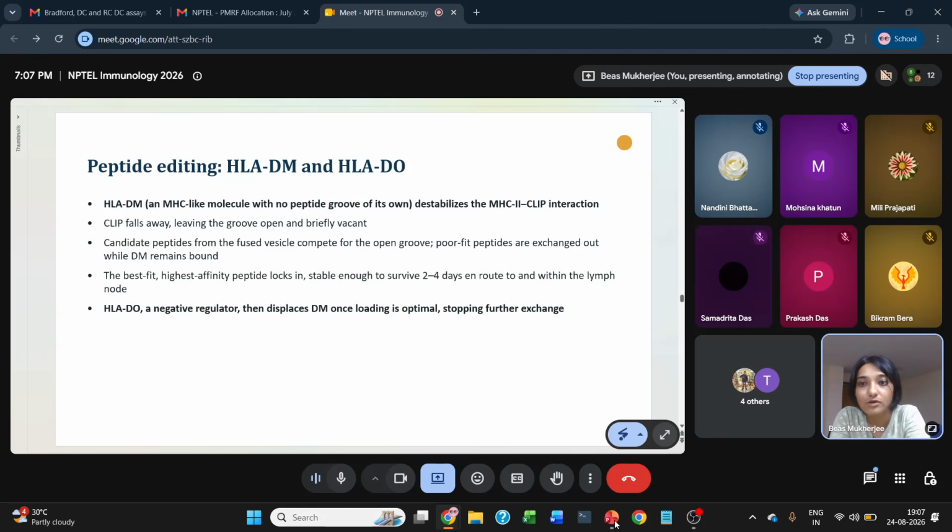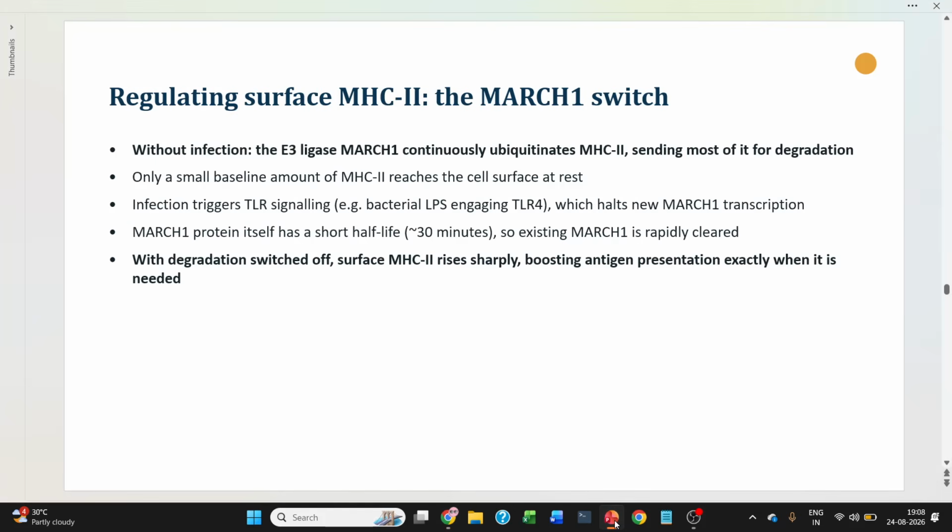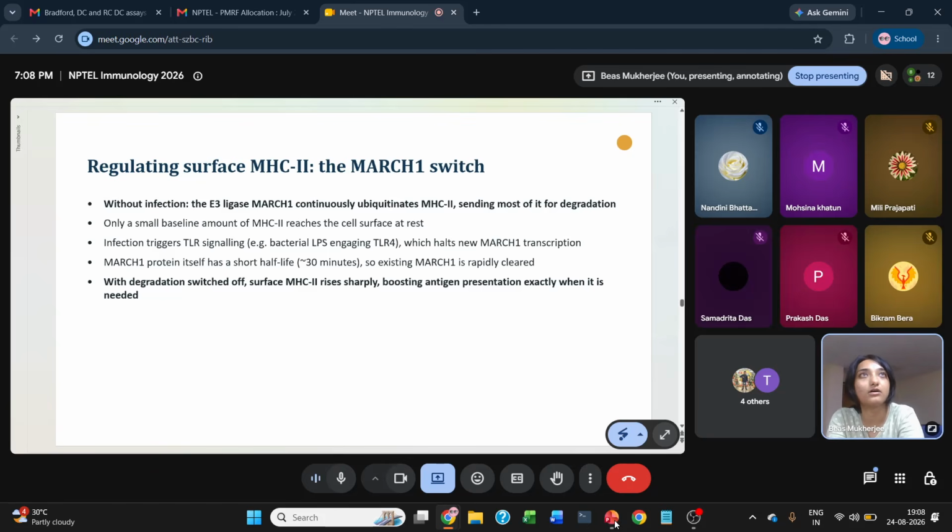Now the best-fit, high-affinity peptide locks in, and it is stable enough to survive for 2 to 4 days en route to and within the lymph node. So HLA-DO is a negative regulator that displaces DM once the loading is optimal, stopping further exchange. Okay, that is all about peptide MHC class II antigen processing and presentation.